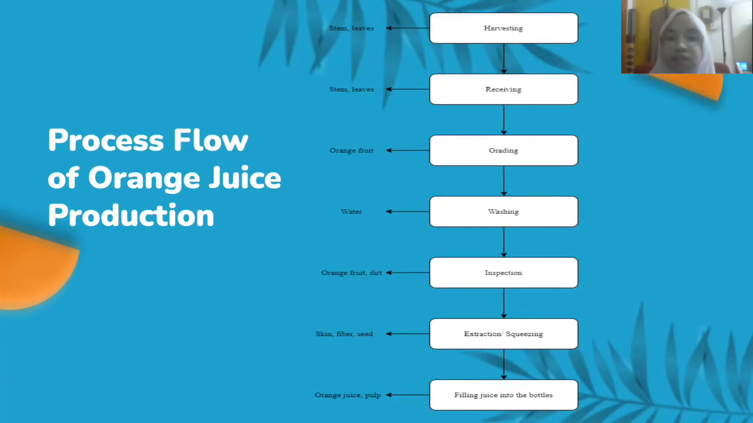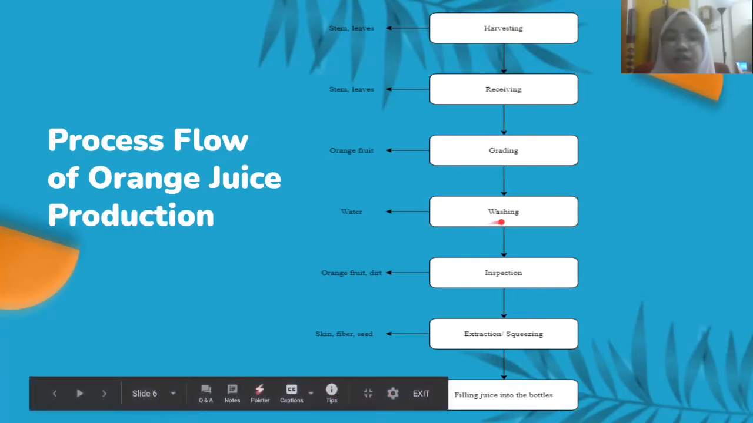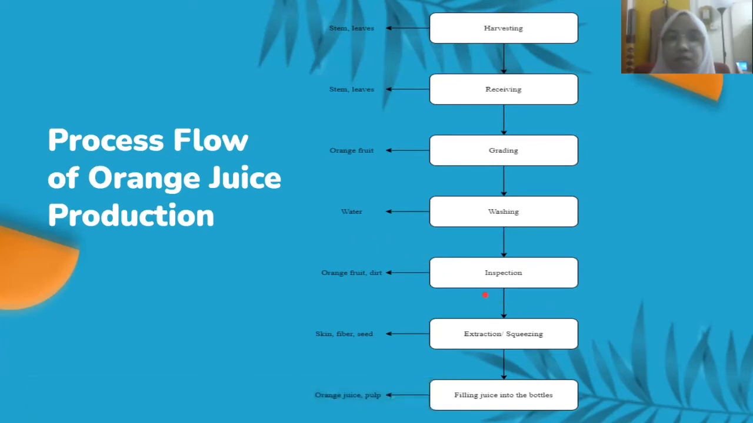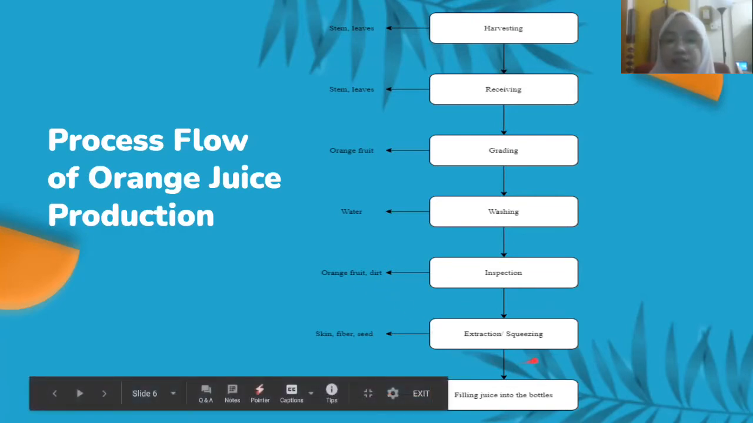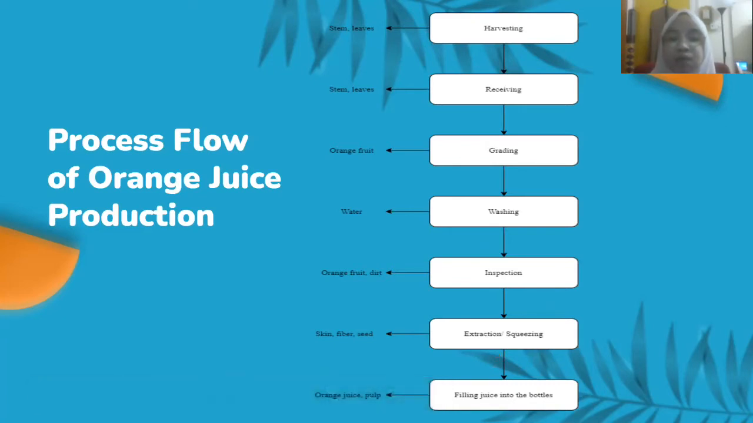Then next is washing, where the waste is water. Then inspection, where the orange fruits are inspected. Next is the extraction or squeezing process, which produces waste such as skin, fiber, and seeds from orange fruits. Next is filling into the bottle, which produces waste such as orange juice and pulp.